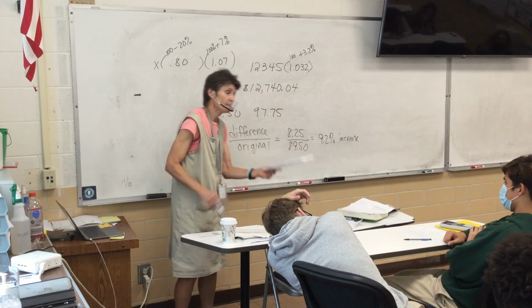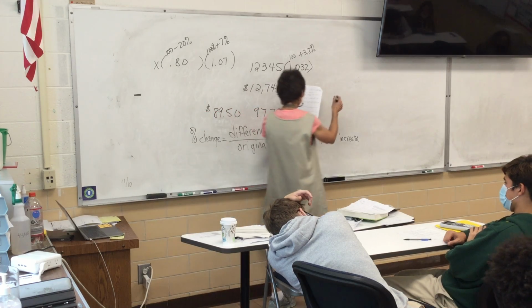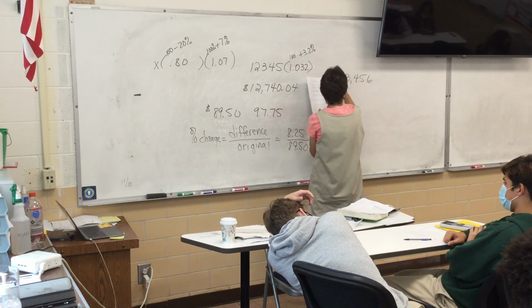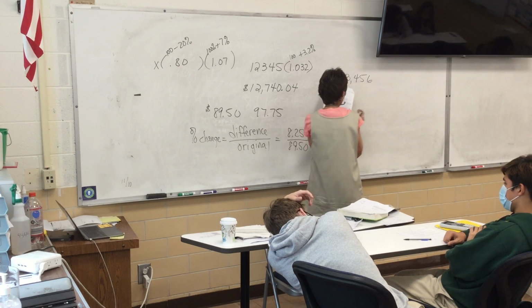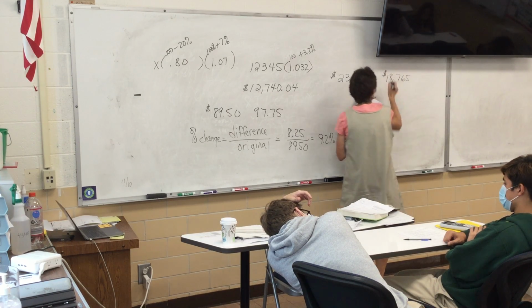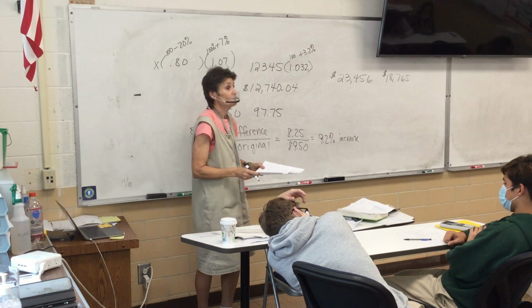C is the same thing. A car that was worth $23,456 originally is now worth $18,765. Find the percent of decrease.